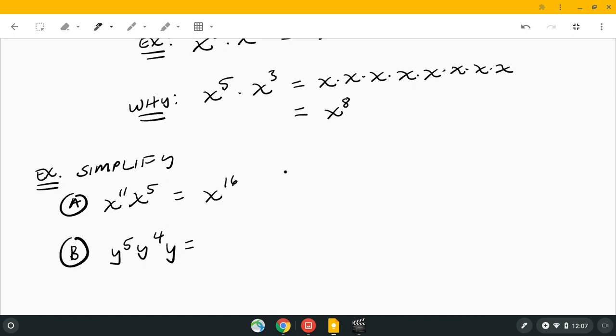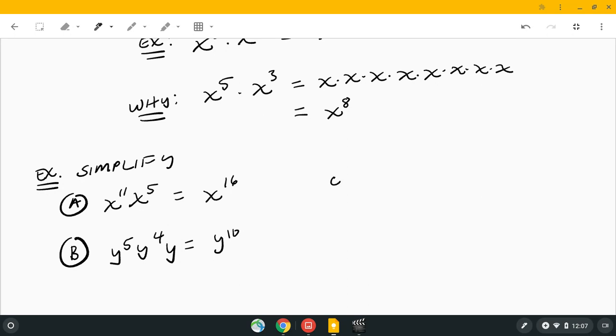Okay, and then over here, what do you think the answer is going to be? If you said y to the 9th, you're pretty close. So this y right over here that doesn't have an exponent, it's understood to have an exponent of 1. Okay, so there's this invisible 1 right there. So your answer is not going to be y to the 9th, but actually y to the 10th.